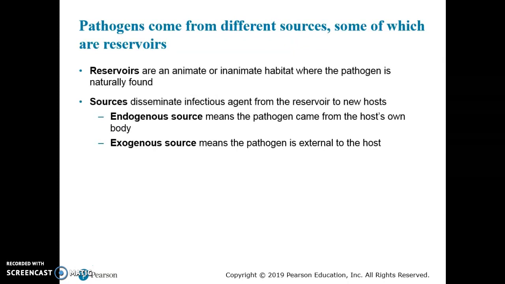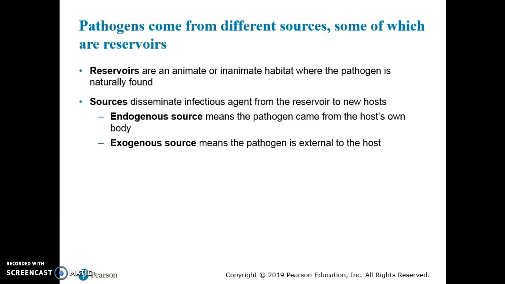And then pathogens come from different sources, some of which are reservoirs. Reservoirs are going to be where the disease just kind of hangs out, right? Whether that is an animal, a water source of some sort, or an inanimate habitat out in the environment somewhere. And then sources can be endogenous, meaning the pathogen comes from its own body, or exogenous, coming from an external source.